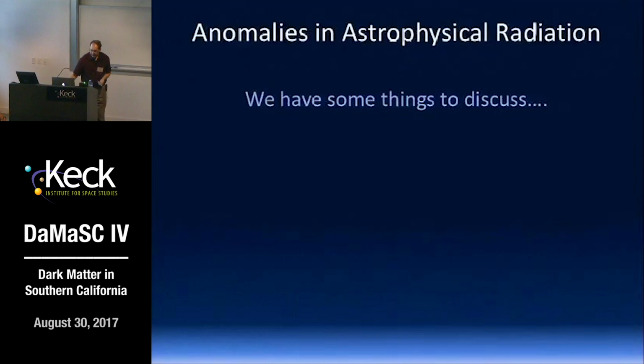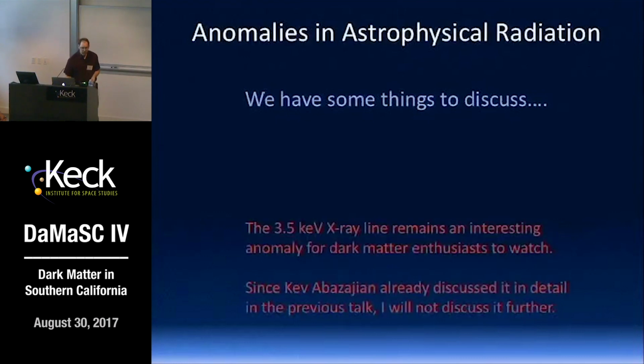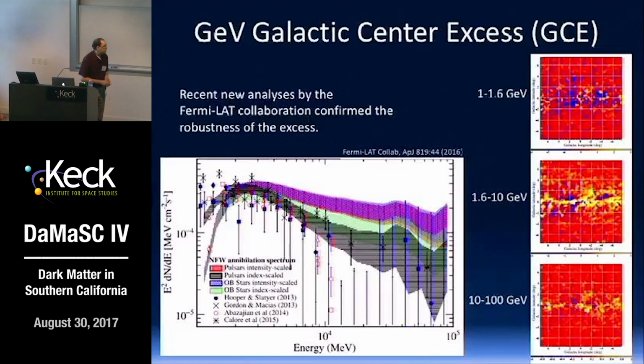So now we move on to astrophysical radiation, gamma rays, cosmic rays, and we have some things to discuss. This is a very exciting topic right now. Kev already told us very deeply about the 3.5 keV X-ray line. Very, very interesting. We're keeping an eye on it, and we had an excellent review, so I won't talk about it anymore. With the rest of my time, I will begin starting with the GeV Galactic Center Excess.